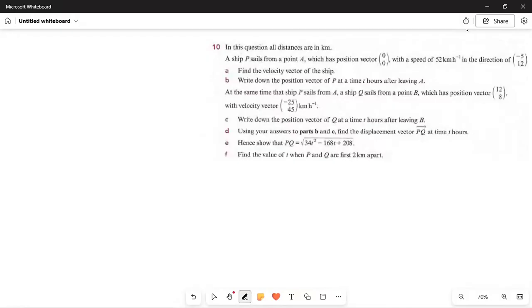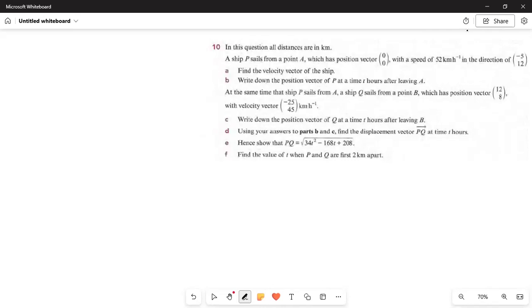A ship P sails from the point A, which has position vector (0, 0), with a speed of 52 km per hour in the direction of (-5, 12). Find the velocity vector of the ship.